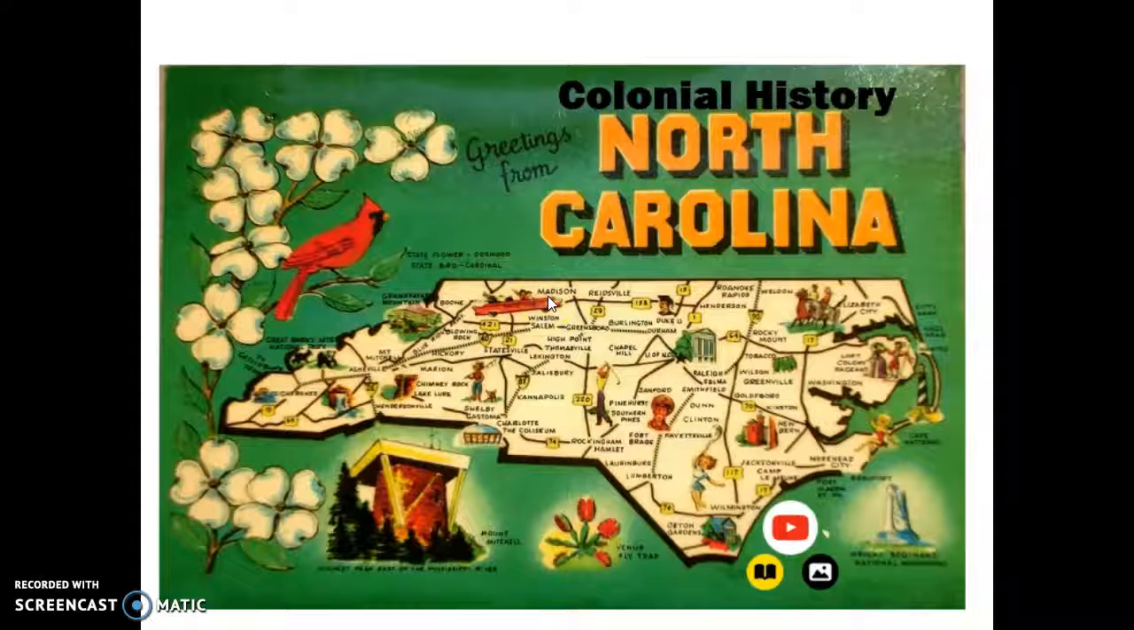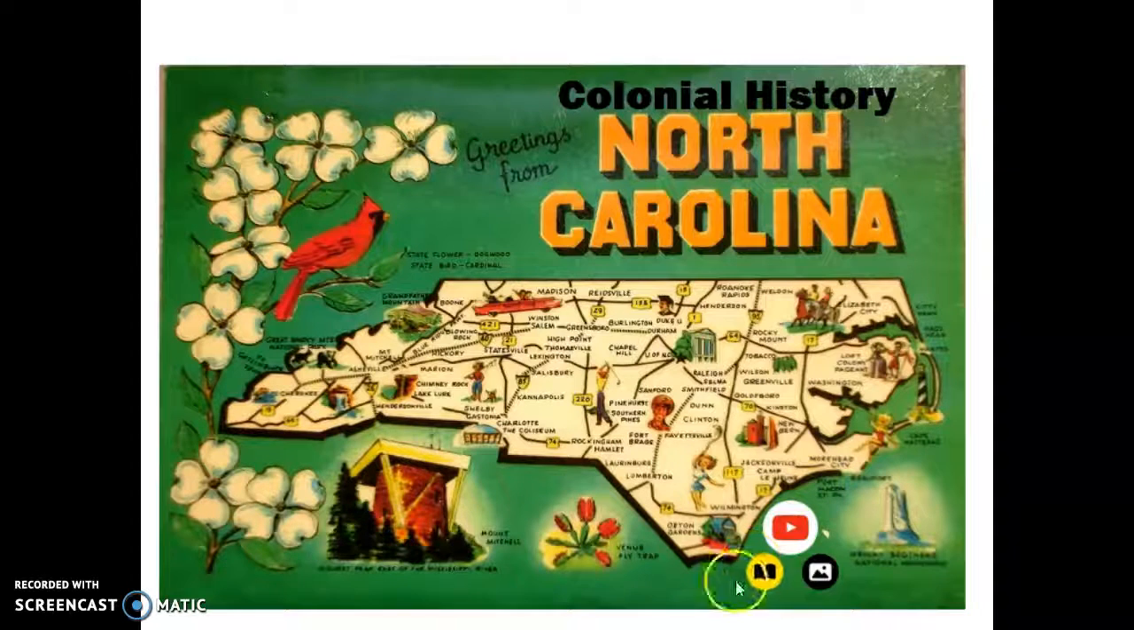Alright, so this is the image I created on the ThinkLink website. The topic is Colonial History of North Carolina. This is a topic usually seen in social studies at the 8th grade level. Here we have the map of North Carolina with various symbols that represent the state, tobacco. We have the state bird, the state flower.